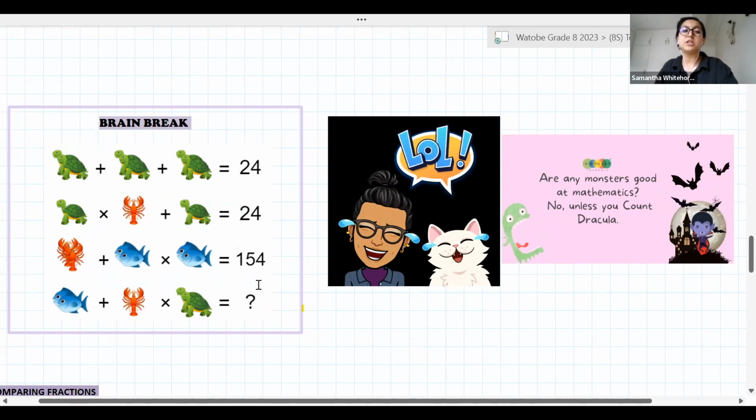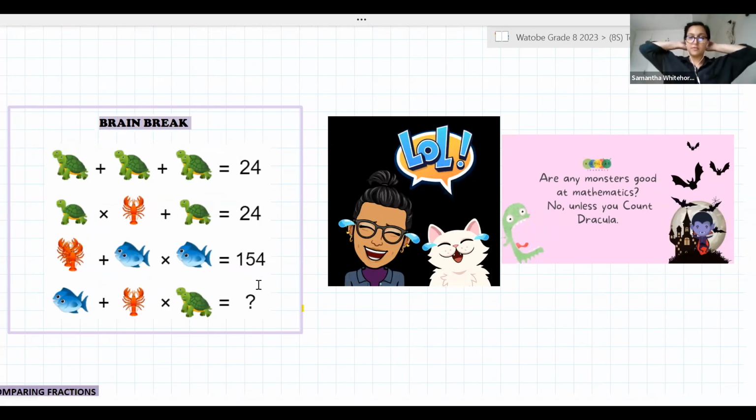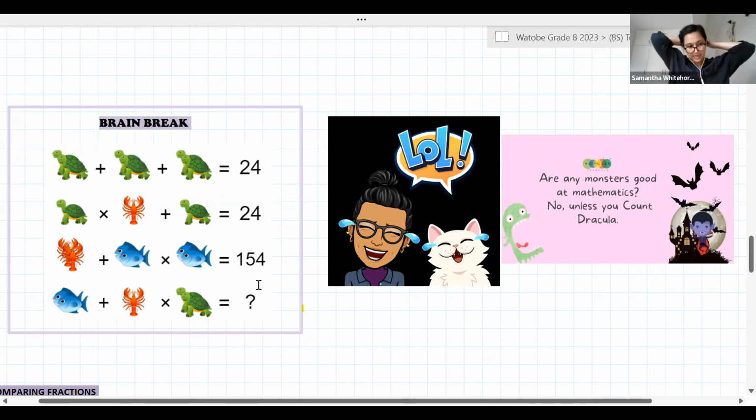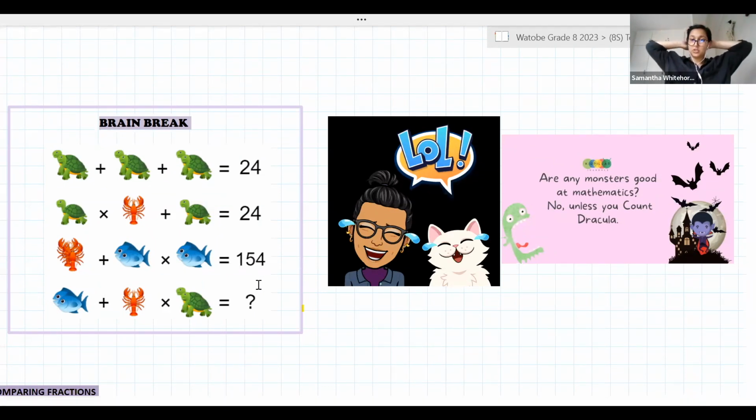But all of these brain breaks, especially these ones that I do with the find the value of the picture, they really help you with your number sense. They really help you when you start solving equations, which we're going to get to later on in the year. And so trying to do this practice is very important.